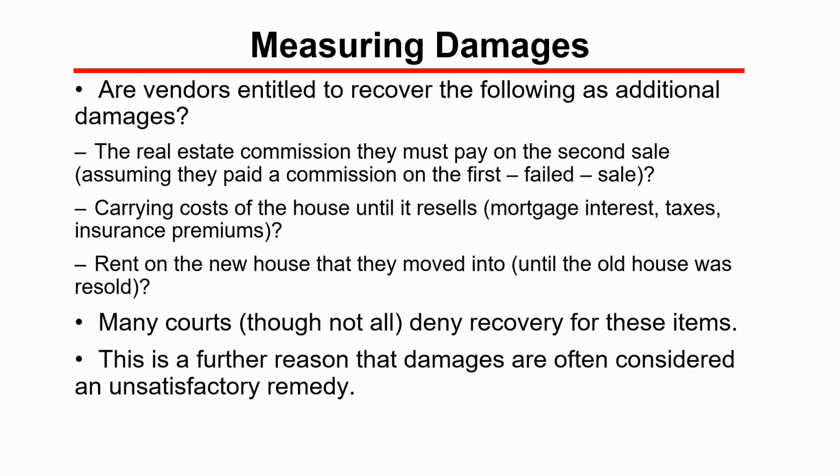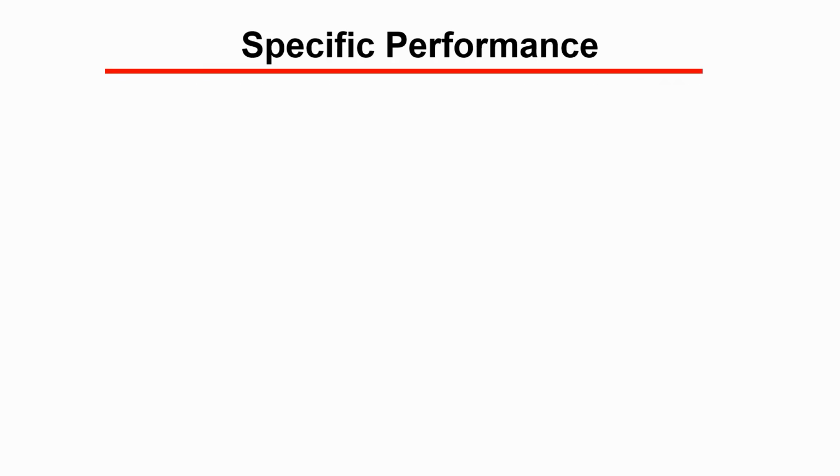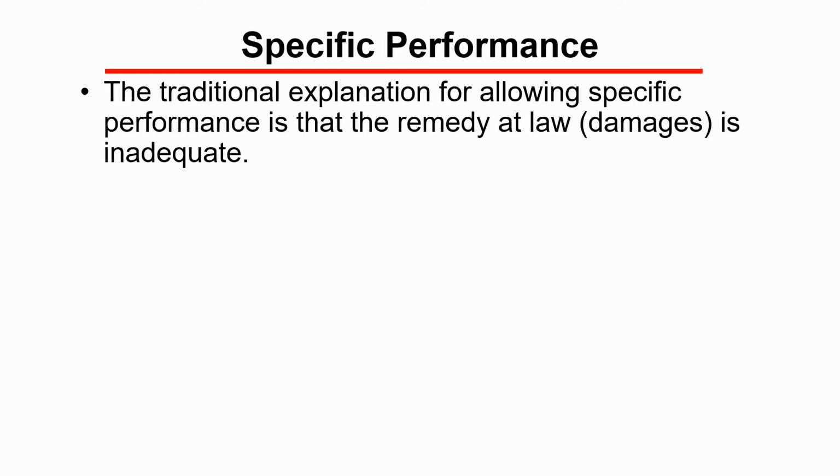This is another reason that damages are often considered to be an unsatisfactory remedy for a vendor, and why vendors very frequently seek specific performance instead. The second remedy is specific performance, and the reason we give specific performance traditionally is that the remedy at law, in other words damages, is an inadequate remedy.